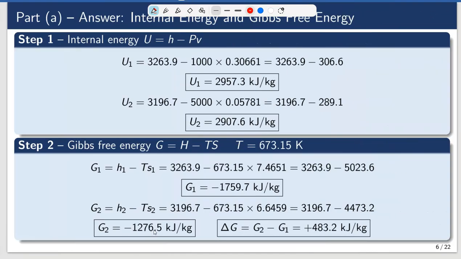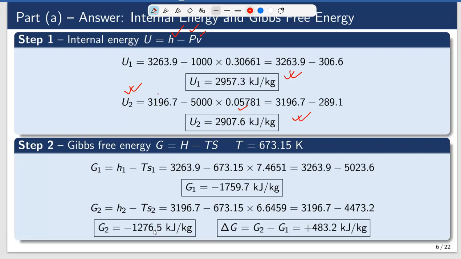Okay, so first we have to calculate internal energy. Internal energy U is equal to H minus PV. So H we know, P we know, and the specific volume in that state we also know. So we plug all this in and we get U1. Similarly we can also calculate U2. Again H we know at state 2, the pressure is 5000, and the specific volume we will get from the steam table, so we can easily calculate U2. U2 is here 2907.6 kilojoule per kg.